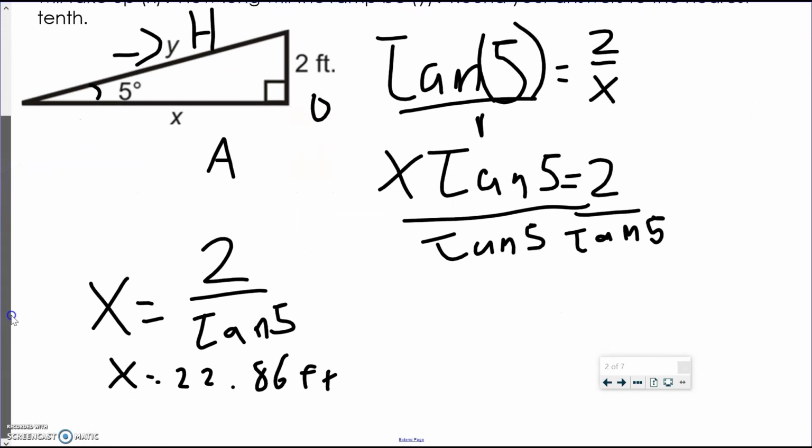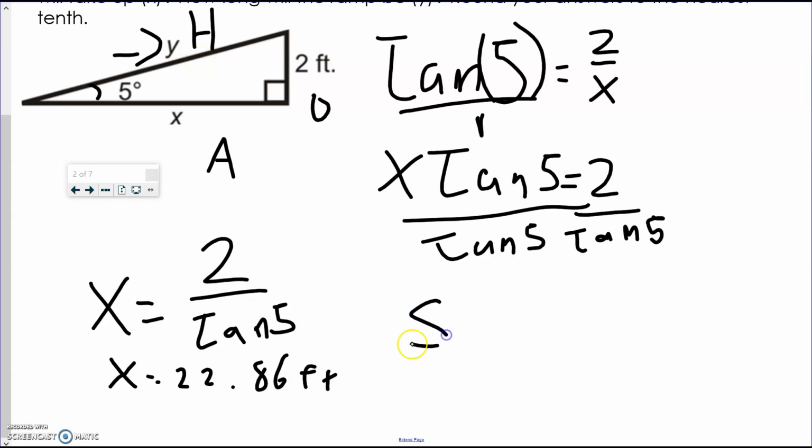Again, we're trying to find a side length, so we need to use a trig ratio that deals in terms of opposite and hypotenuse. You should know by now that is sine. So we'll do sine of 5 degrees, again, angle and sine, sine of our angle. That's a 5, I apologize for my terrible handwriting. So sine of 5 is equal to, again, opposite over hypotenuse, where opposite is 2 and our hypotenuse is y.